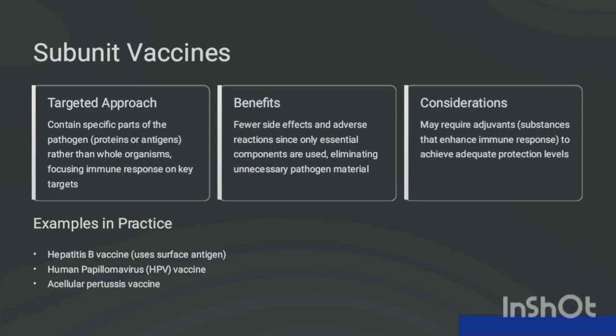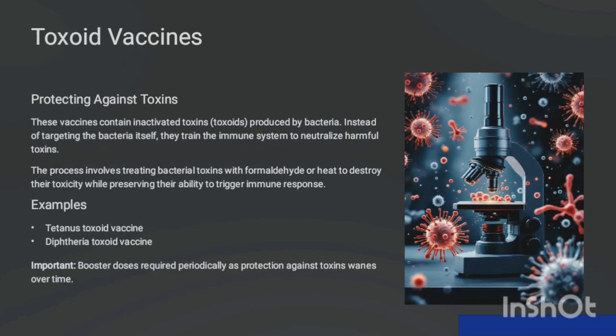Examples in practice: hepatitis B vaccine uses surface antigen, human papillomavirus HPV vaccine, acellular pertussis vaccine. 5. Toxoid vaccines. Toxoid vaccines are designed to protect against bacterial toxins rather than the bacteria themselves. Key details about toxoid vaccines. Mechanism: they contain inactivated toxins, toxoids, produced by bacteria. The immune system is trained to neutralize these harmful toxins.